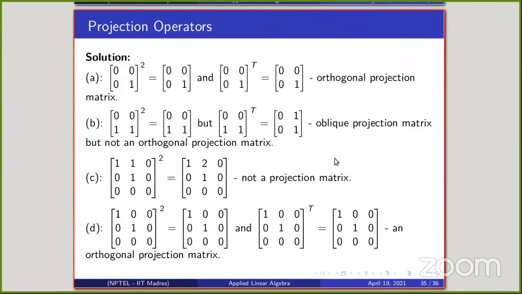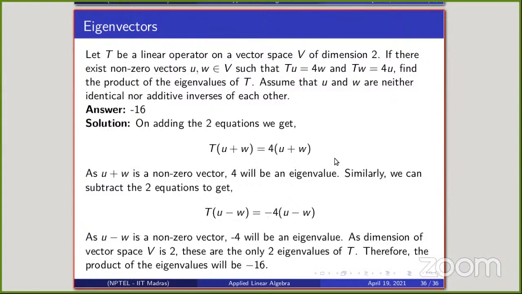We have one last question left. It is a small, simple question using the properties of eigenvalues and eigenvectors. So we have said that T is a linear operator on a vector space V of dimension 2, and there are two non-zero vectors u, w in V such that T times u equals 4w and T times w equals 4u. We need to find the product of eigenvalues of T. We have said that u and w are neither equal nor are the additive inverses of each other.